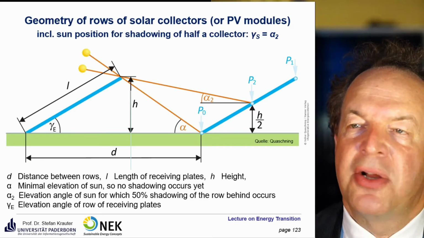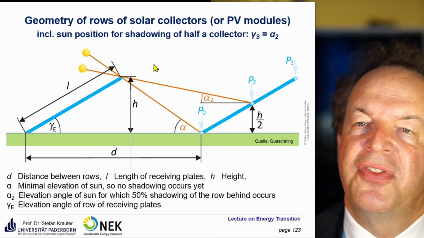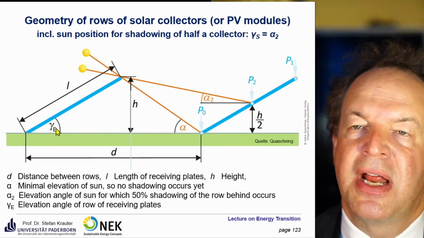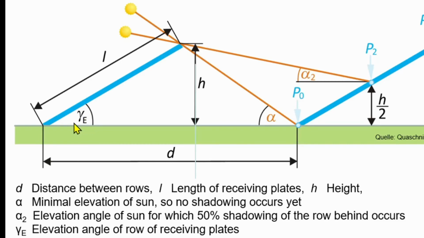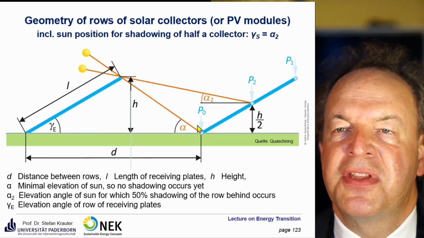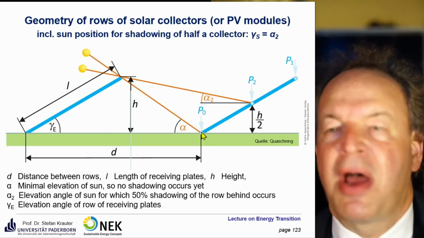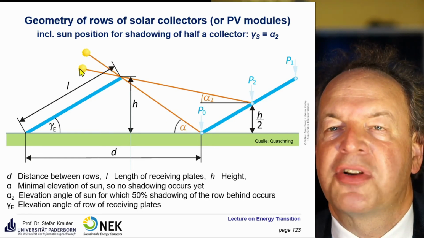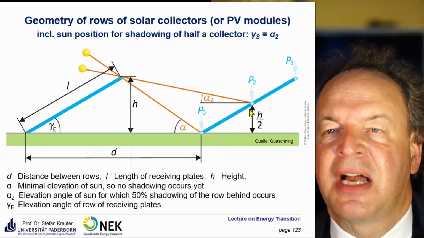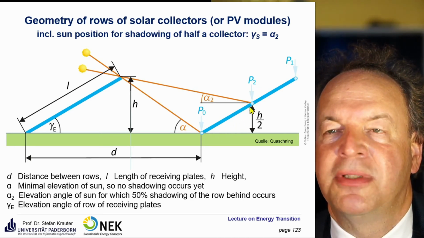So you can also calculate this on your own. Here you have the module elevation angle, called here the receiver angle gamma E. Then you have the height here. This is the distance between the two. Then you have here the position of the sun, and there's exactly no shadowing if the sun is in that position. If the sun is a bit lower, for example here, then you cause a big shadow. In this case, the shadow covers half of the area of the PV module.